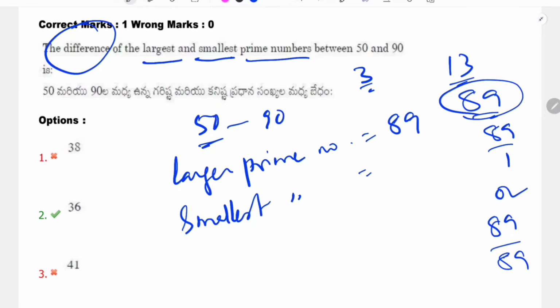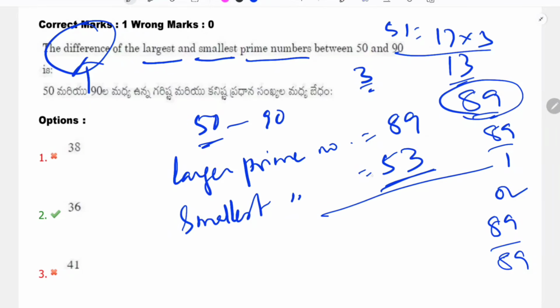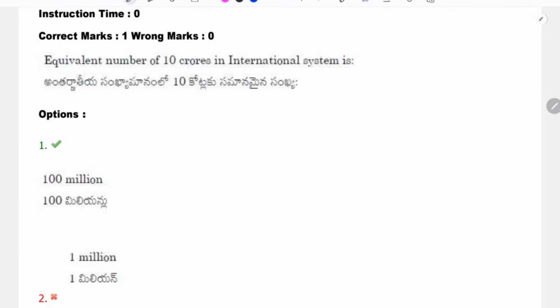50 is not prime. 51 is also not prime. Why? 51 means 17 into 3, so it is not prime. 52 is also not, 26 into 2. Then we have 53. Yes, 53 is a prime because we cannot divide it by any other number. So you have to find the difference. Difference means minus. So do minus between 89 and 53. 9 minus 3 is 6. 8 minus 5 is 3. So the correct answer is 36. The difference means you do minus between the largest and the smallest prime number in the given range.